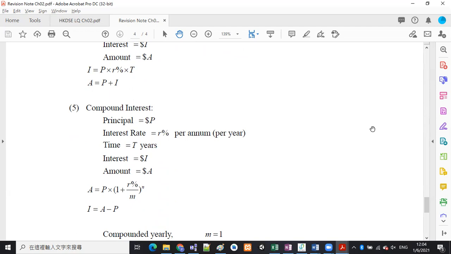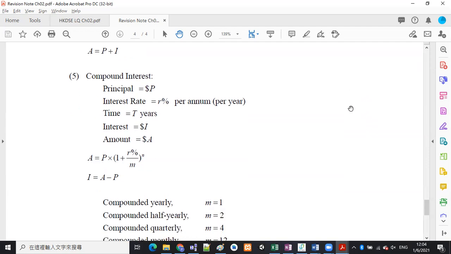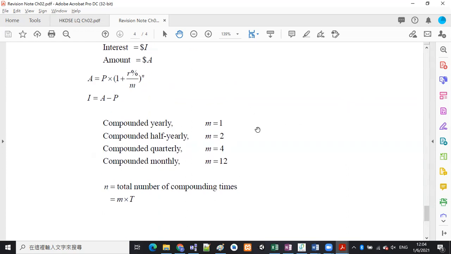好啦，compound interest 係點樣呢？So we also have the principal, the interest rate, the time, the interest, and the amount. We also have these 5 things, but we have one more thing. The question will tell you how frequently the interest is compounded. If it is compounded yearly, then M is 1. Compounded half yearly, M is 2. Compounded quarterly, M is 4. Compounded monthly, M is 12. Just remember this, you'll be okay.